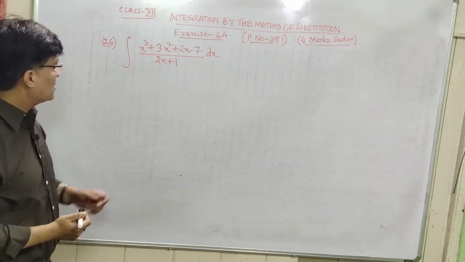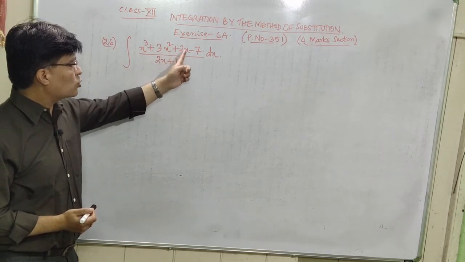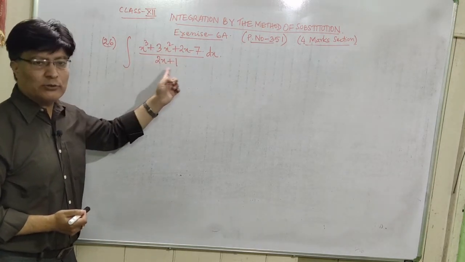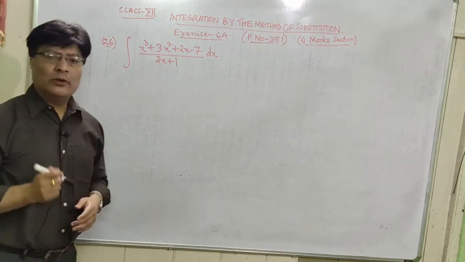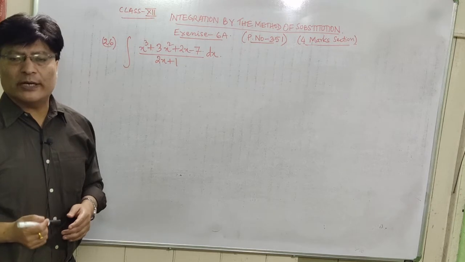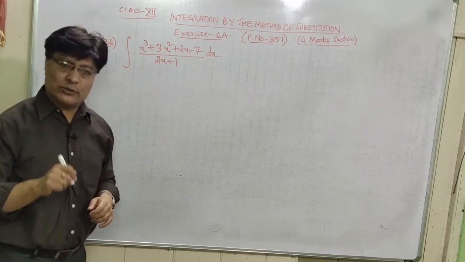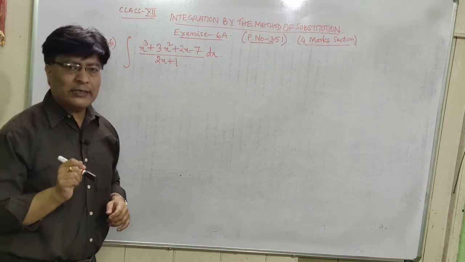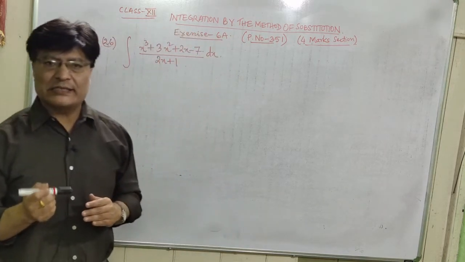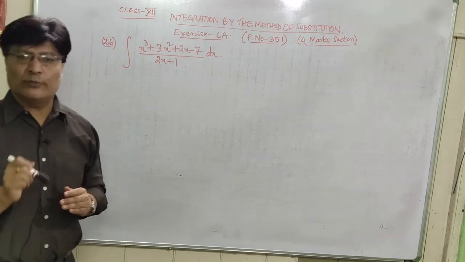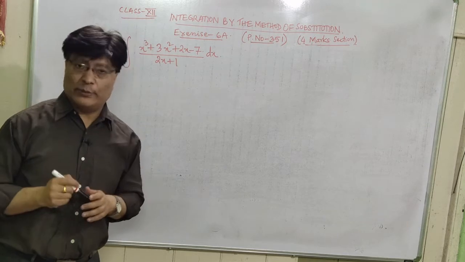You have to integrate integral sine x cube plus 3x square plus 2x minus 7 whole divided by 2x plus 1 dx. So here also, what is the highest power of x in the numerator? It is 3. And what is the highest power of x in the denominator? It is 1. So I already told you that if the highest power of x in the numerator is greater than the highest power of x in the denominator, then you should divide the numerator by denominator.